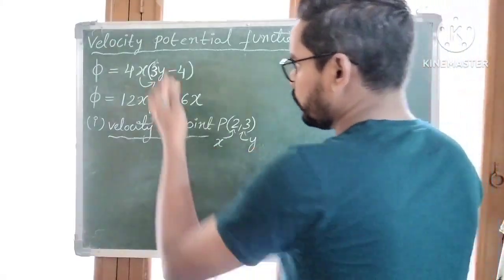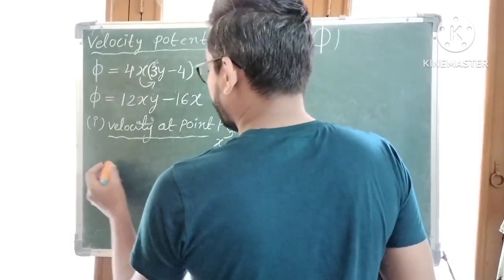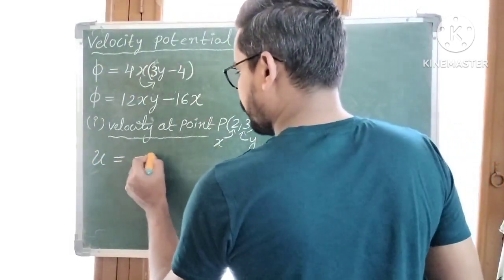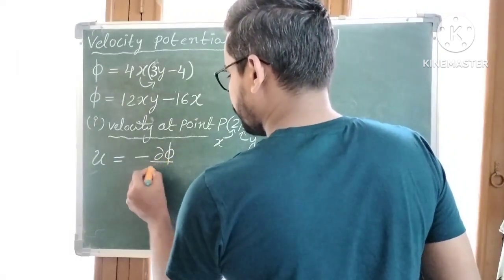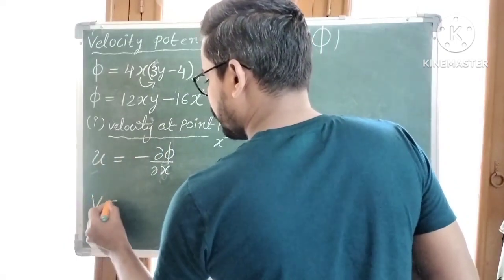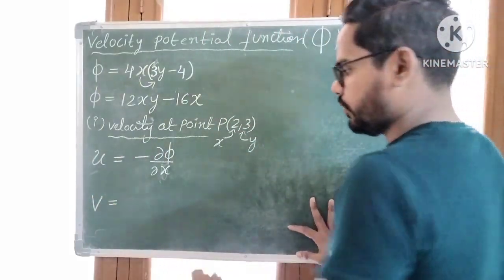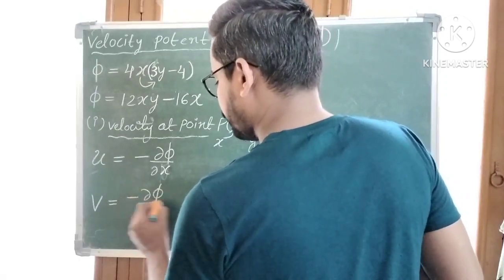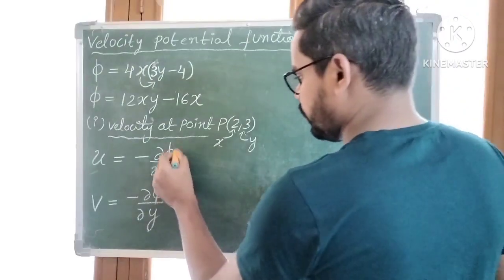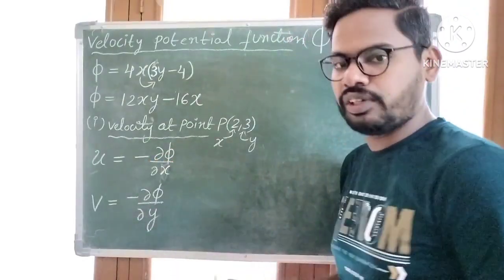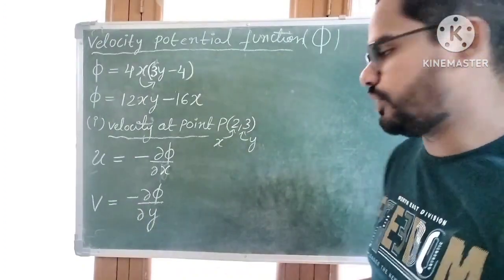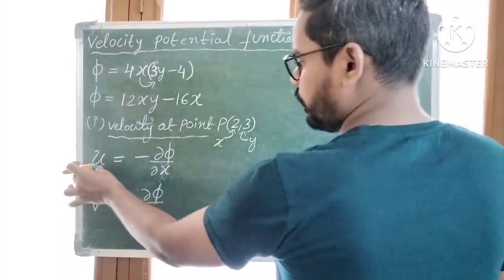So in case of two-dimensional potential flow, u is equal to the velocity component in x direction, equal to minus dou phi by dou x, and v is equal to the velocity component in y direction, minus dou phi by dou y. Here dou means partial differentiation. We have two types of differentiation: ordinary differentiation and partial differentiation. This is partial differentiation. So first of all, we need u and v.